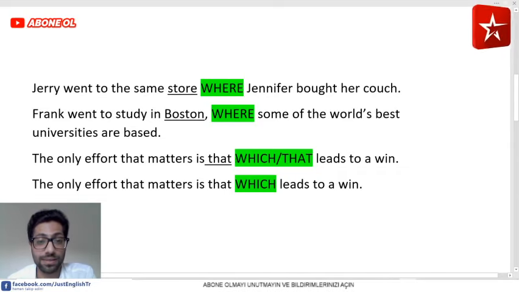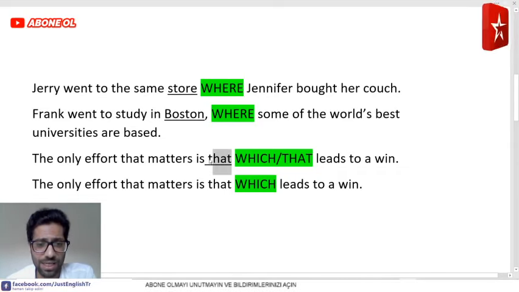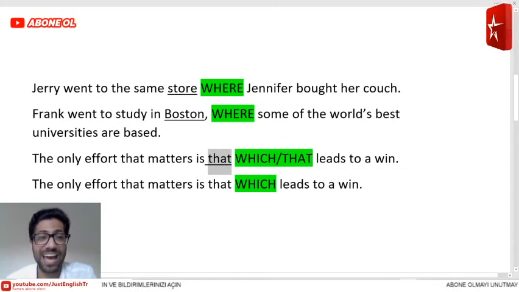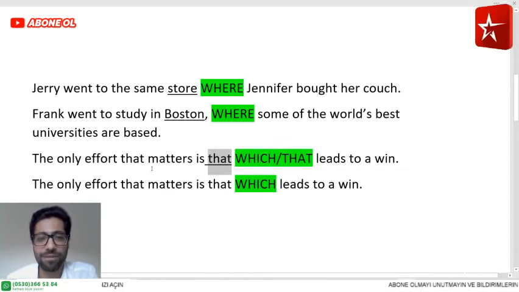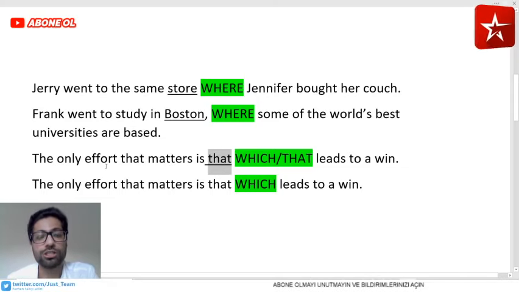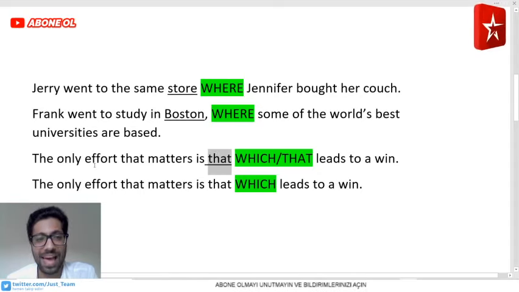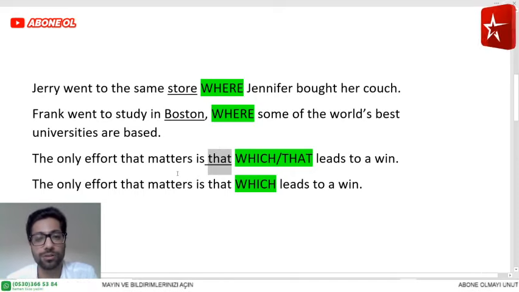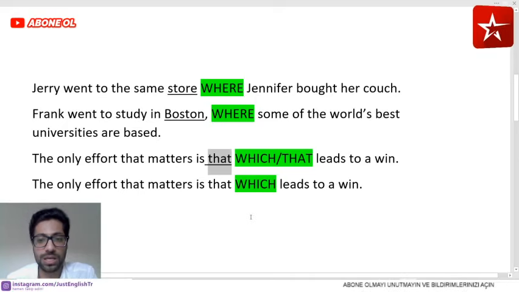So remember this: "that" here refers to the effort. The only effort that matters is that, belonging to the effort. So effort is the noun here. However, "this" goes to the effort. So here "that" comes as a noun, a pronoun basically.